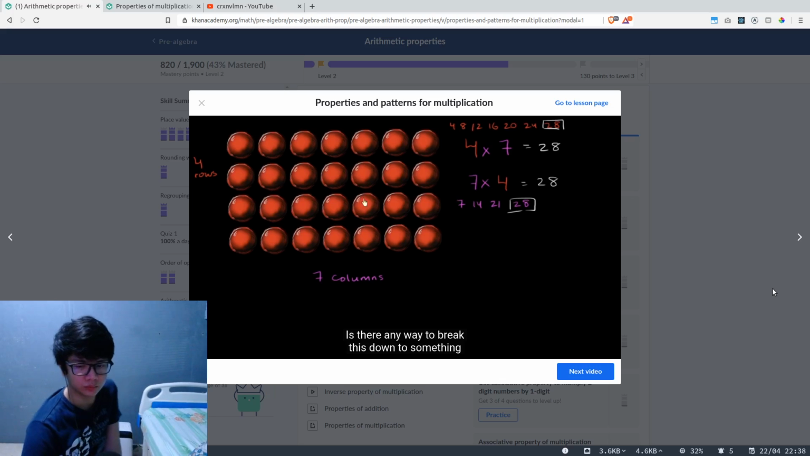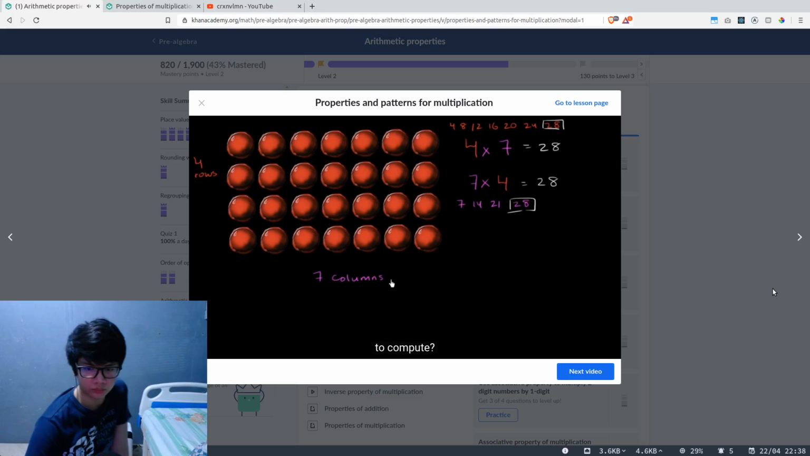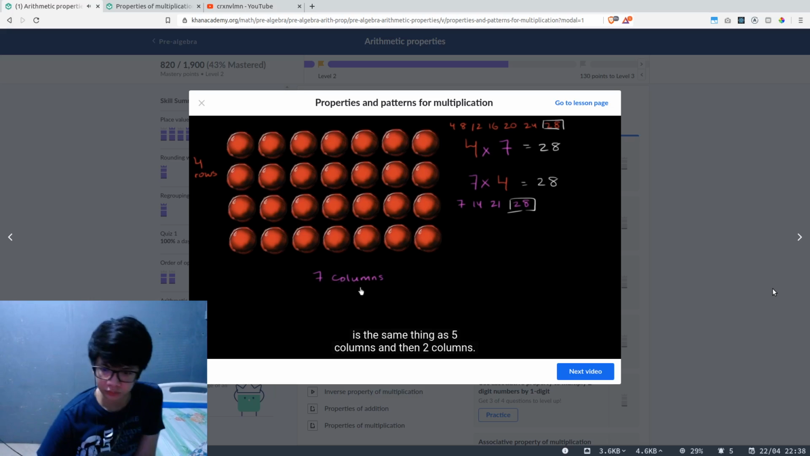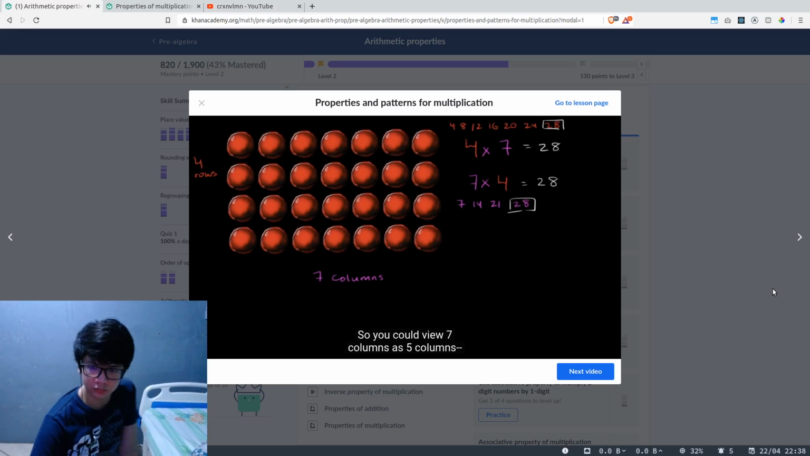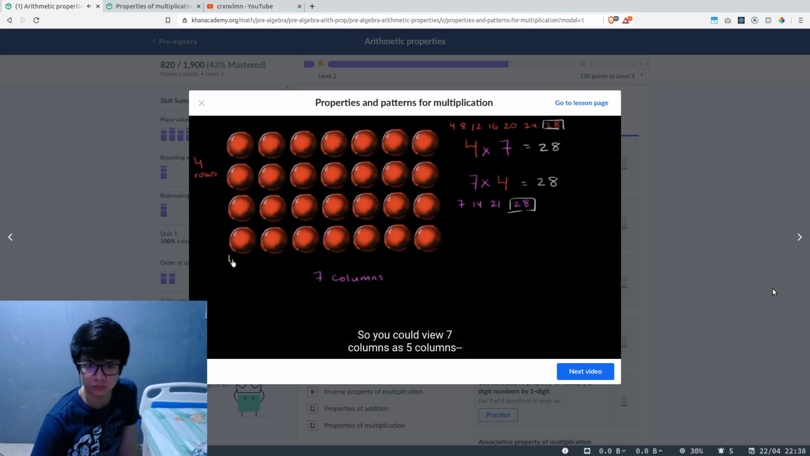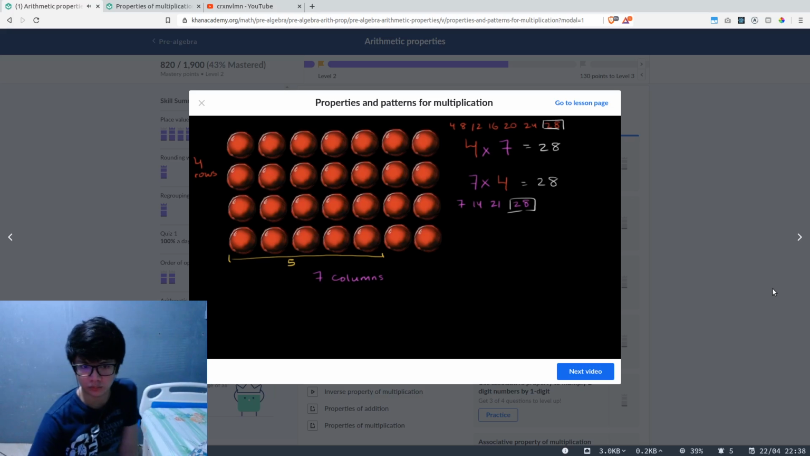Is there any way to break this down into something that maybe you do know, or that's a little bit easier to compute? Well, you could realize that 7 columns is the same thing as 5 columns and then 2 columns. So you could view 7 columns as 5 columns, plus 2 columns.